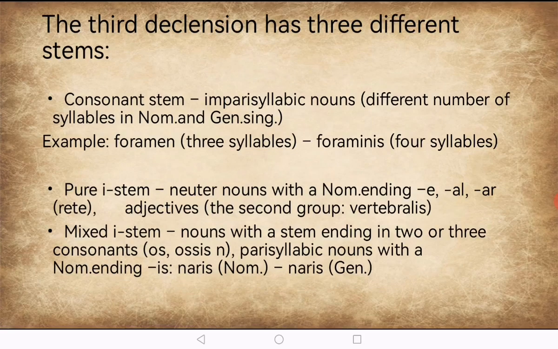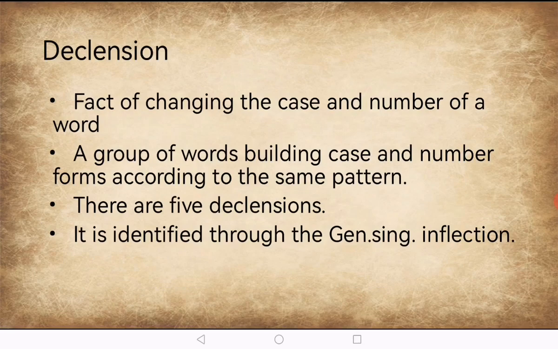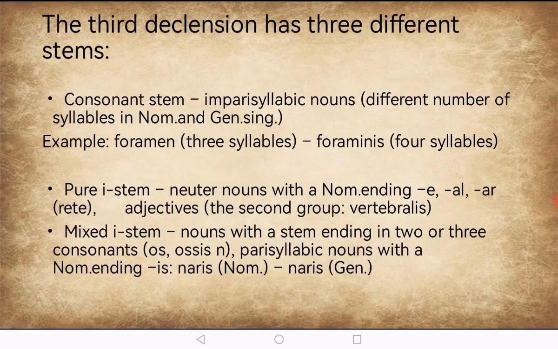I have to tell you that the third declension has three different stems. Consonant stem, in imparisyllabic nouns. They have different number of syllables in nominative and genitive singular. For example, foramen, foraminis, 3 and 4 syllables.